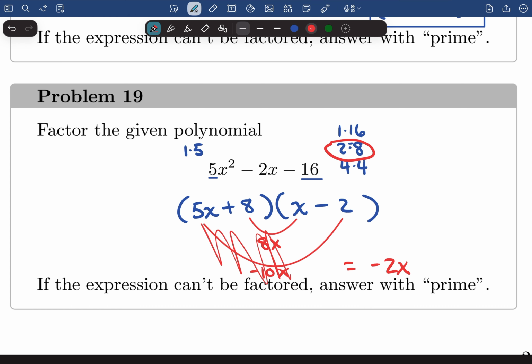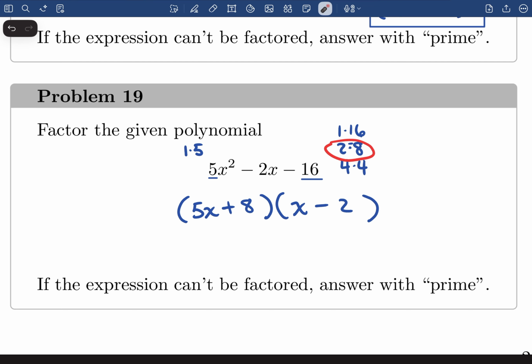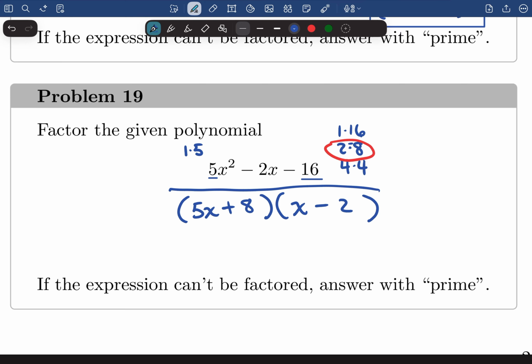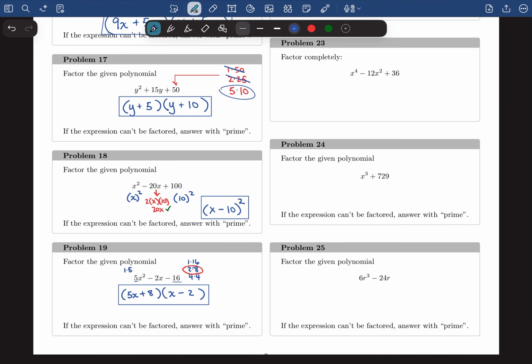Okay? And you see how this is a bit of trial and error, right? You need to play with the different sets of factors to see which one will make everything work. And so now that I've done trial and error, I know that this is the correct factoring. Great. Let's go ahead and move forward.